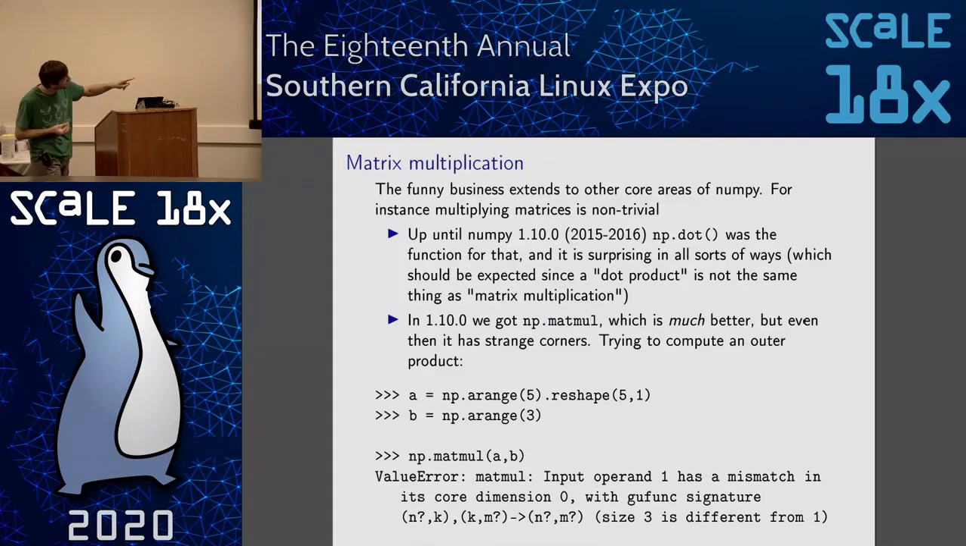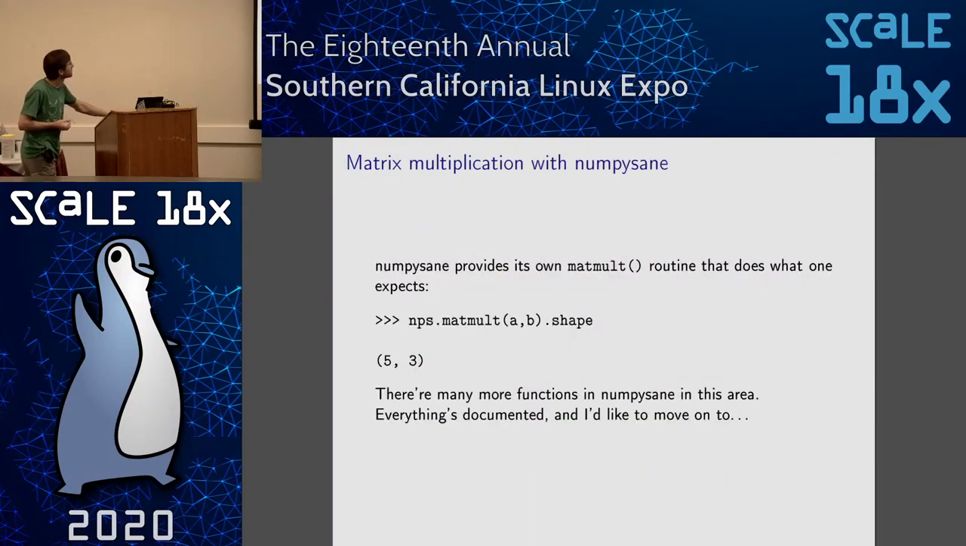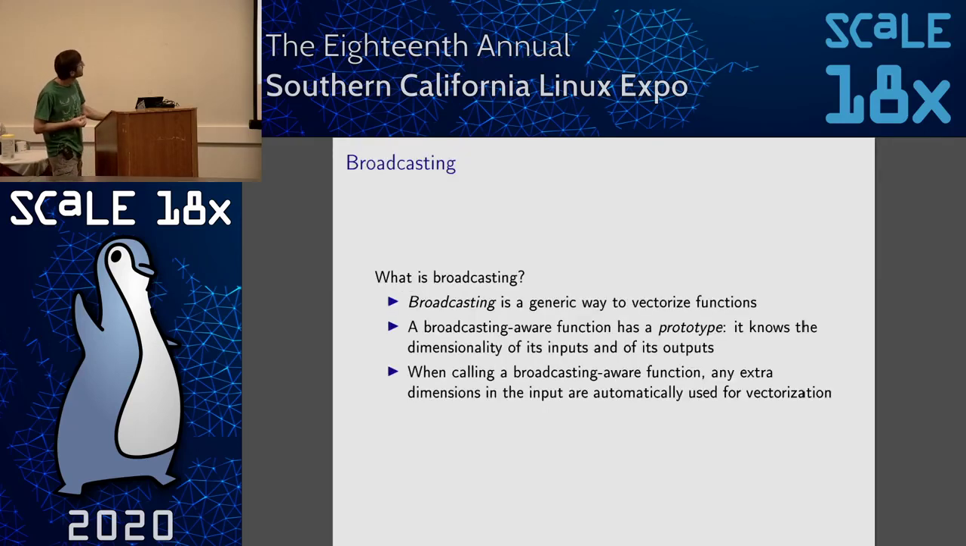For example, if you wanted to compute an outer product like that, it barfs. And I claim it should not. So I provide my own function to do multiplication. You can give it as many arguments as you want. It works for the outer product case. It supports broadcasting, that I'm going to get into in a bit. And it's just a nice replacement. And again, there are a couple of functions in that area that work.